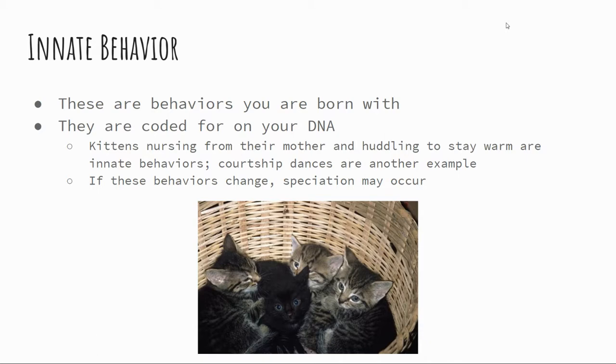So in an innate behavior, these are behaviors that you're born with. They are coded for in your DNA. An example is kittens nursing from their mother and huddling to stay warm. Courtship dances are another example. They're just ingrained in the organism. If these behaviors change, speciation may occur.